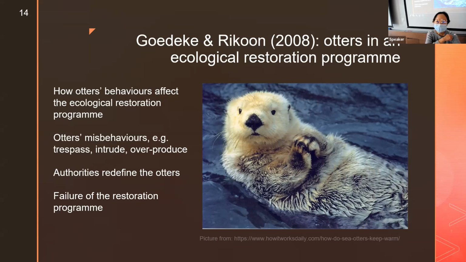However, they found that it was not necessary, because the otters misbehaved. They trespassed boundaries, they intruded into people's houses, and they overproduced. These misbehaviors of the otters resulted in the failure of the restoration program, because the authorities redefined otters as animals that did not need to be protected anymore.